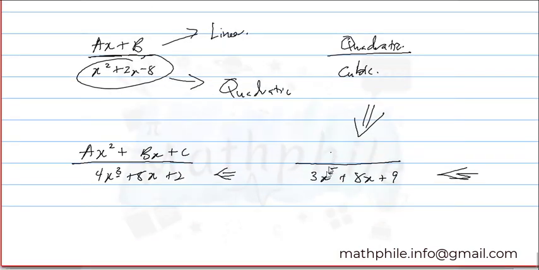Just like Kwame said, whatever the highest exponent is going to determine the highest exponent of the numerator. So if the highest exponent is 5, then the highest exponent of the numerator should be 4. The general function is written in the form ax raised to the power 4 plus bx cubed plus cx squared plus dx plus e. So this is the general quartic function.